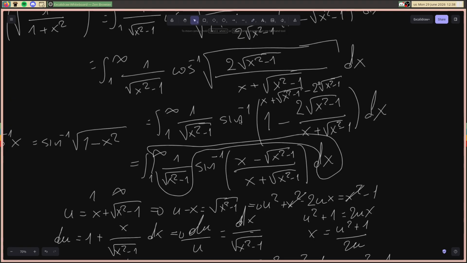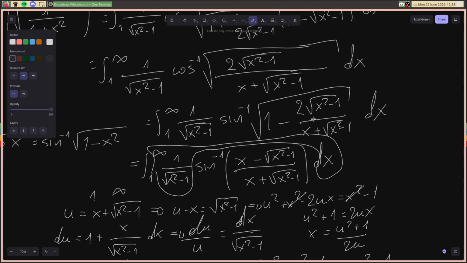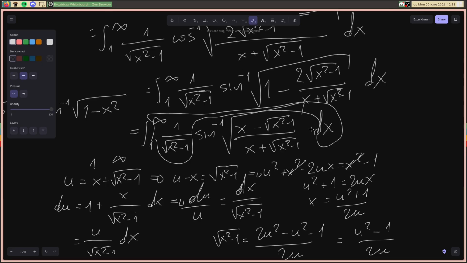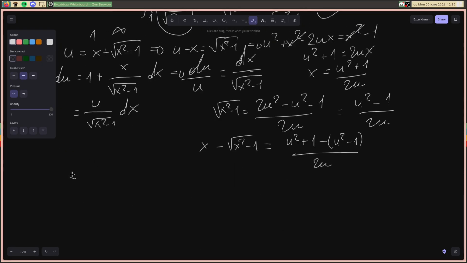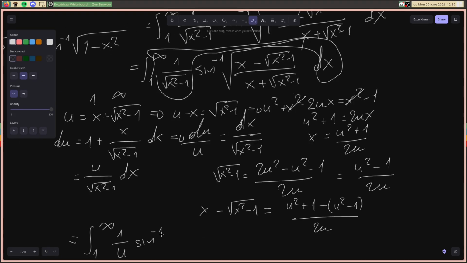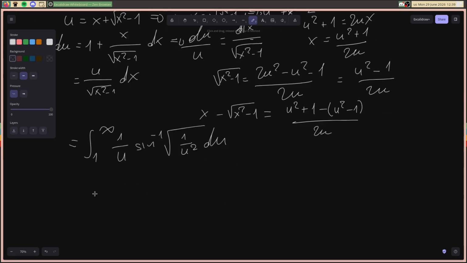Okay, so always be careful when you apply identities, because I forgot that the identity has a square root here. So this is actually the square root of this, which means that this is the square root of that, which then means that after we make the change of variable, we go from now 1 to infinity, 1 over u inverse sine of square root of 1 over u squared du. And since u is positive, this is just the inverse sine of 1 over u over 1 over u.